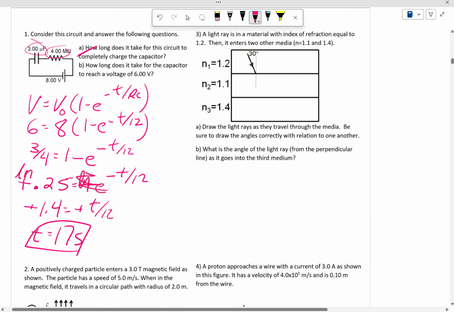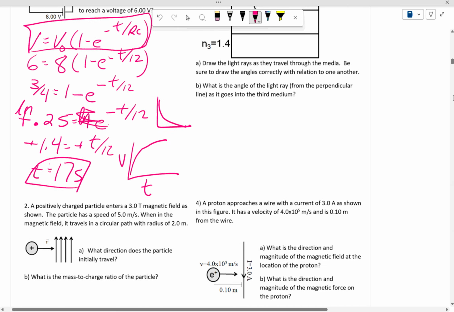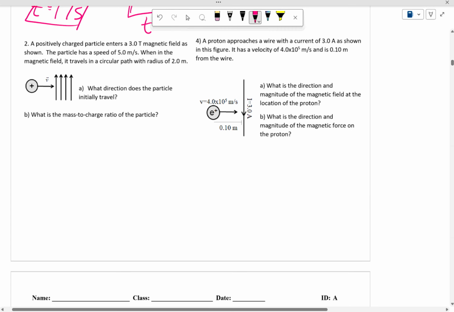And then I could ask you to draw the voltage, charge, or current for this. Let's just say voltage versus time. I know that it's given by this function, and that is a growth function. Okay, it's either going to look like that or it's going to look like this. If it's one of those others with just the e to the minus t over RC, it'll look like the one on top.